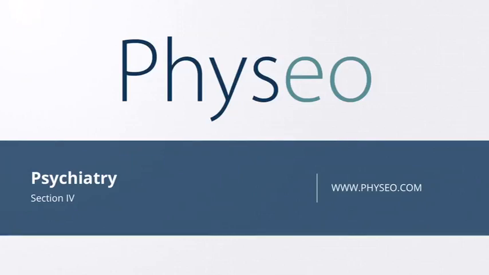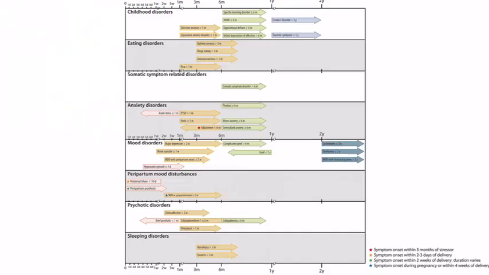Welcome to Section 4 of Psychiatry. In this section, we'll be discussing depression and depressive-related disorders. Let's get started. This is our psychiatric overview figure. You can see many of the depressive-related disorders shown under mood disorders right here.